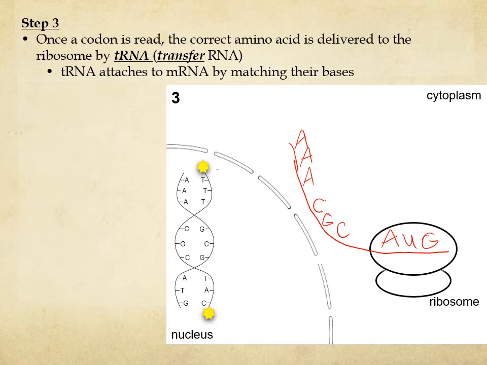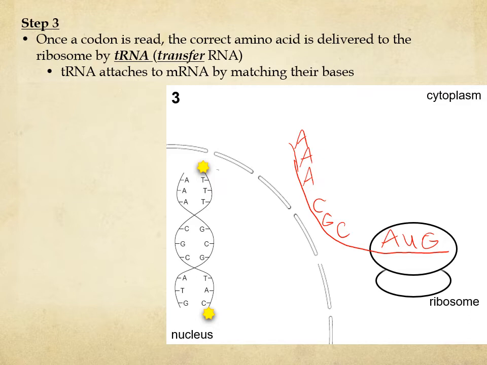Now it's time for the other type of RNA, the tRNA or transfer RNA, to deliver that correct amino acid to the ribosome so it can be used to make the protein. There are these tRNA molecules just floating around the cytoplasm at all times, waiting until they're needed, and each tRNA type carries a different kind of amino acid piece.